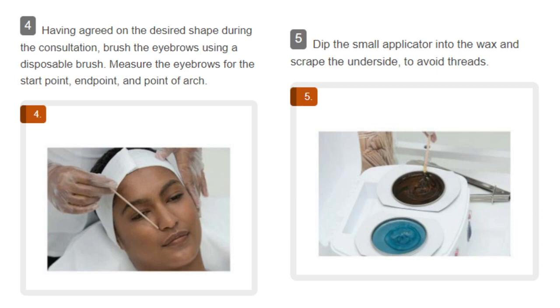4. Having agreed on the desired shape during the consultation, brush the eyebrows using a disposable brush. Measure the eyebrows for the start point, end point, and point of arch. 5. Dip the small applicator into the wax and scrape the underside to avoid threads.